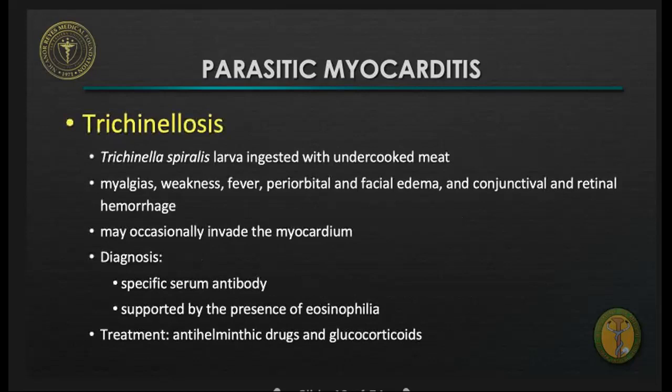Next is trichinellosis. This is caused by Trichinella spiralis larva ingested with undercooked meat. Larvae migrating into skeletal muscles cause myalgias, weakness, and fever. There may be periorbital and facial edema and conjunctival and retinal hemorrhage. Although the larva may occasionally invade the myocardium, clinical heart failure is rare, and when it is observed, this is attributed to the eosinophilic inflammatory response.